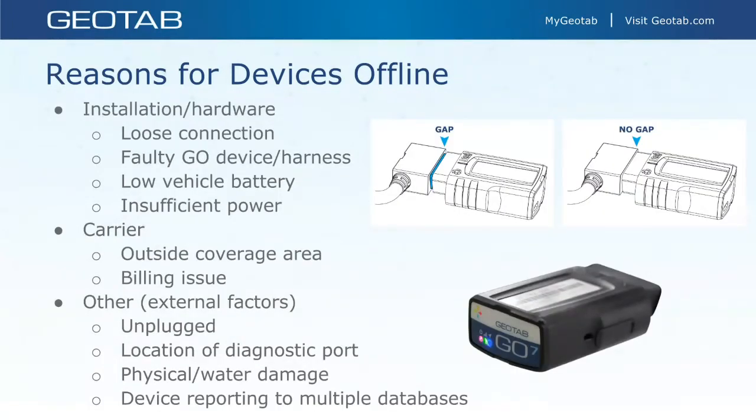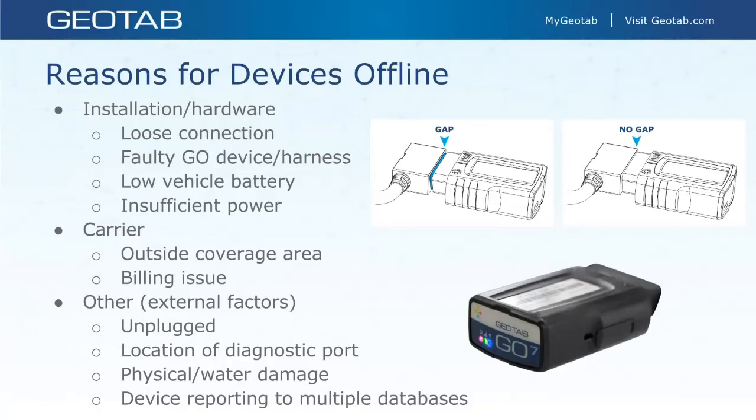We have some different reasons here for why a device would be offline, and those can be loosely sorted into 3 different categories. The first category is installation or hardware related. What we see most often causing a device to go offline is a loose connection. When you're installing your Go device, taking a look at those pictures over on the right, you have gap and you have no gap.